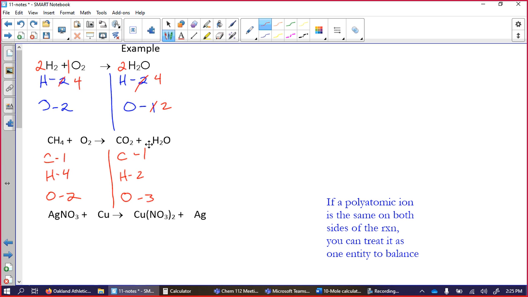balancing this, carbon is good. I've got 4 hydrogens here. Well, I don't want 4 hydrogens. I need 4 hydrogens on that side, so I'm going to stick a 2 there. Doesn't change carbon. Now I've got 4 hydrogens. 2 plus 2 is 4 oxygens. So if you change one compound, you have to change however many elements are in it. So I've got that. Carbon is good. Hydrogen is good. Now I've got 4 oxygen here, 2 oxygen there.